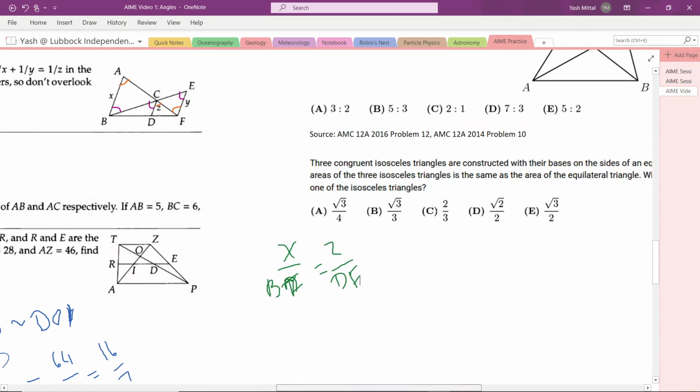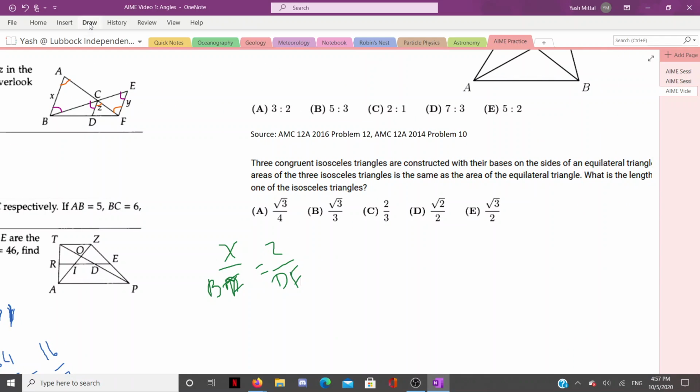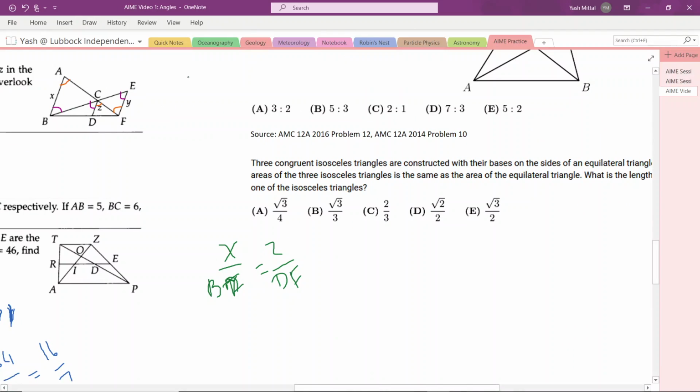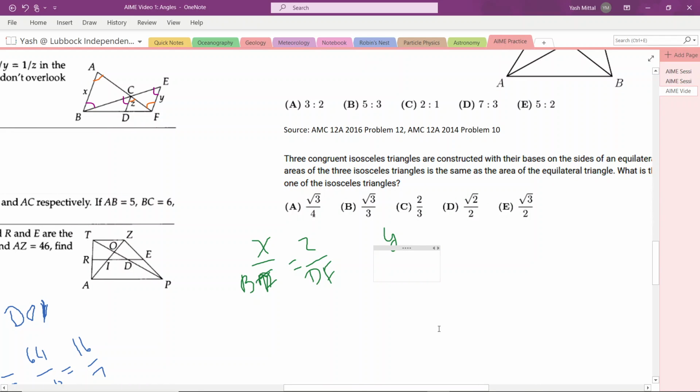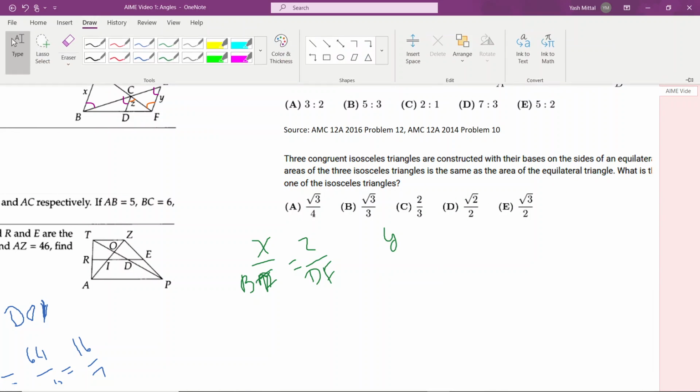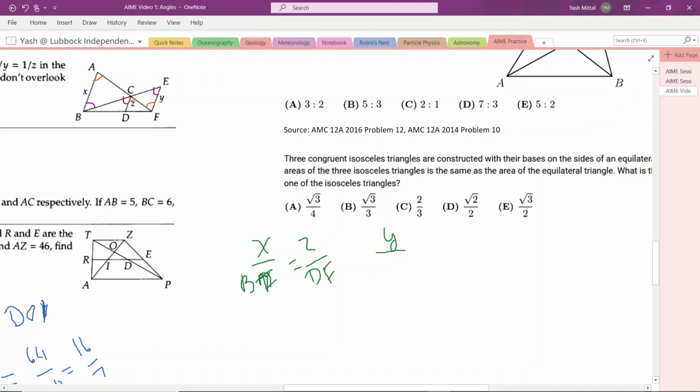And that works the same way right here: y over BF is equal to z over BD.